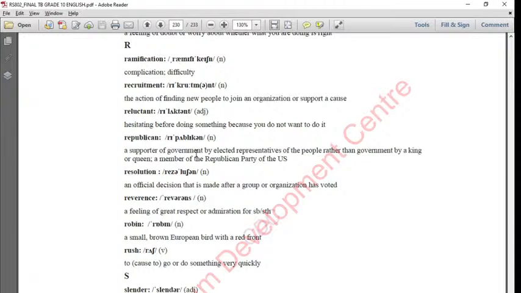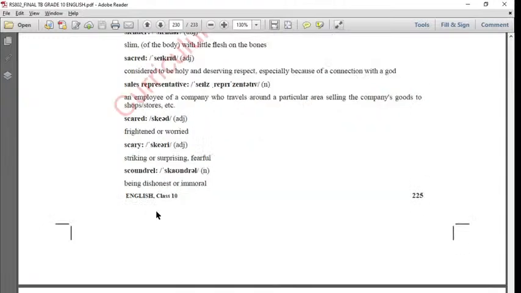Robin, rush, slender, slim, sacred, sales representative, and scared, scary, scoundrel, being dishonest, immoral. Now we have sculptures, segments, self-esteem, self-restraint, seminar, sever, shuffle, significant.